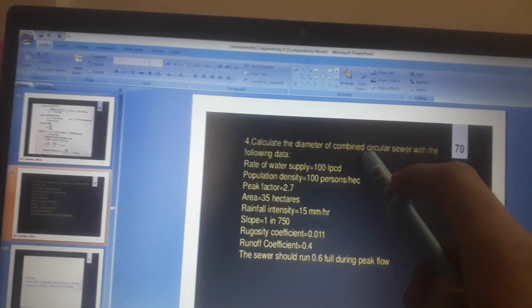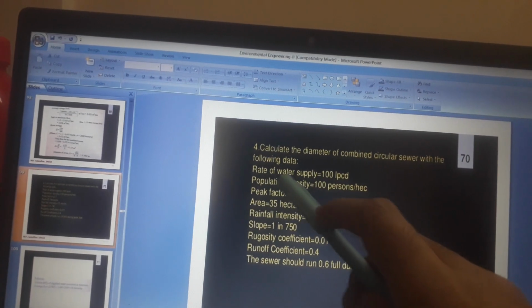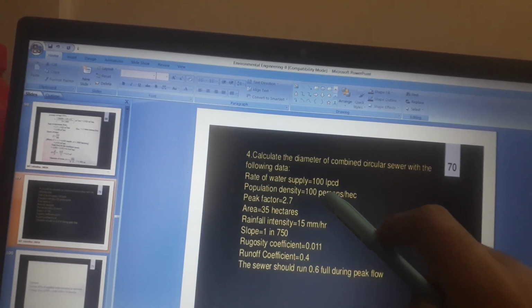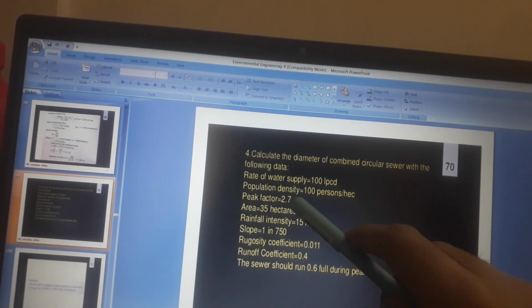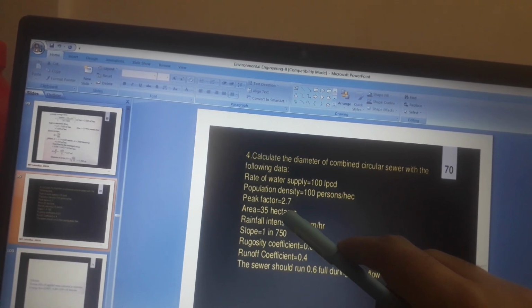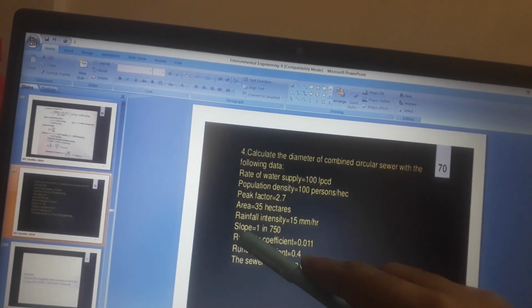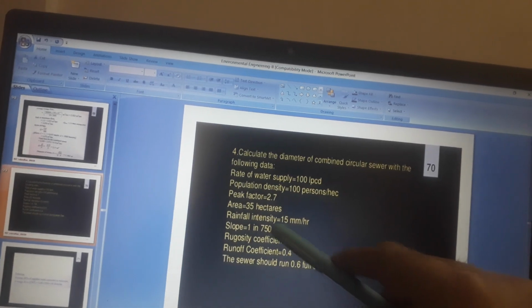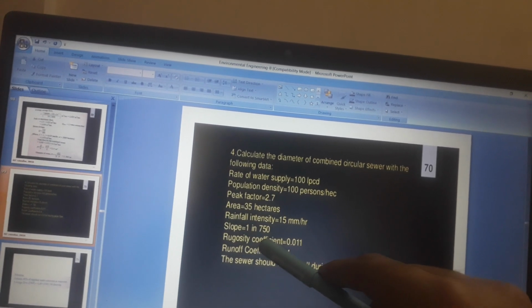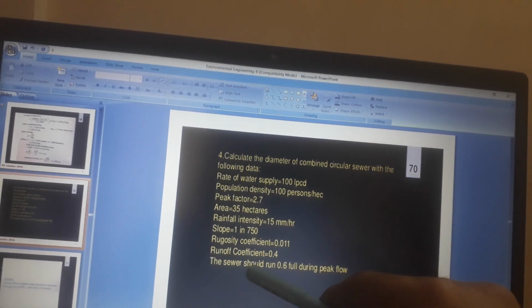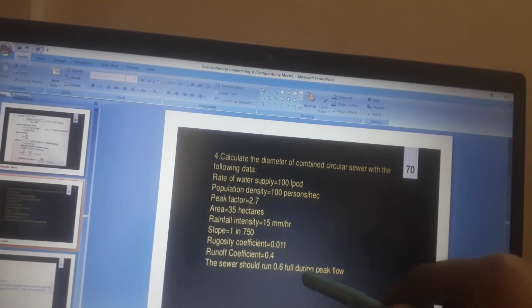Calculate the diameter of combined circular sewer with the following data. Rate of water supply is equal to 100 liter per capita per day. Population density is equal to 100 persons per hectare. Peak factor is equal to 2.7. Area is equal to 3.35 hectares. Rainfall intensity is equal to 50 mm per hour. Slope is equal to 1 in 750. Rugosity coefficient is equal to 0.011. Runoff coefficient is equal to 0.4. The sewer should run 0.6 full during peak flow.